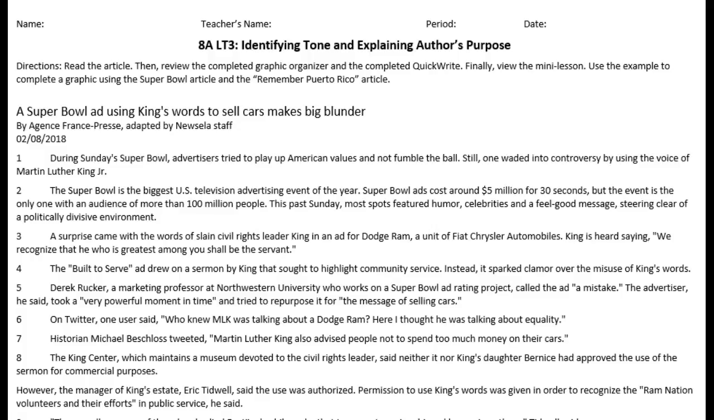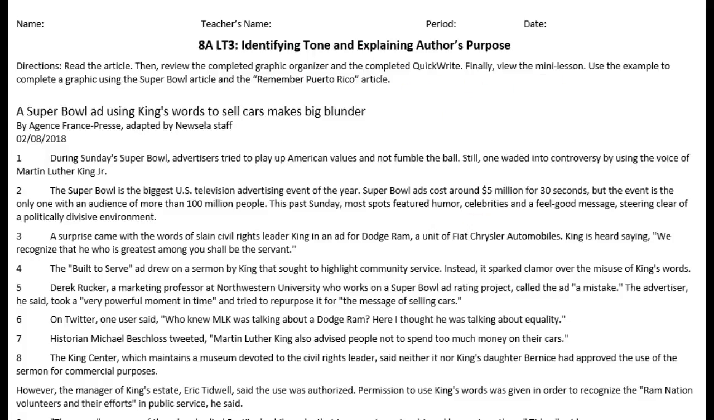Today we're going to be working with identifying tone and explaining the author's purpose for creating that tone within informational text. The directions essentially tell you to read the article, which is important before you try to do the other part, so that you understand actually what's happening in the article. I'm going to complete a graphic organizer and then a quick write so that you can see how you will practice identifying tone and explaining the author's purpose.